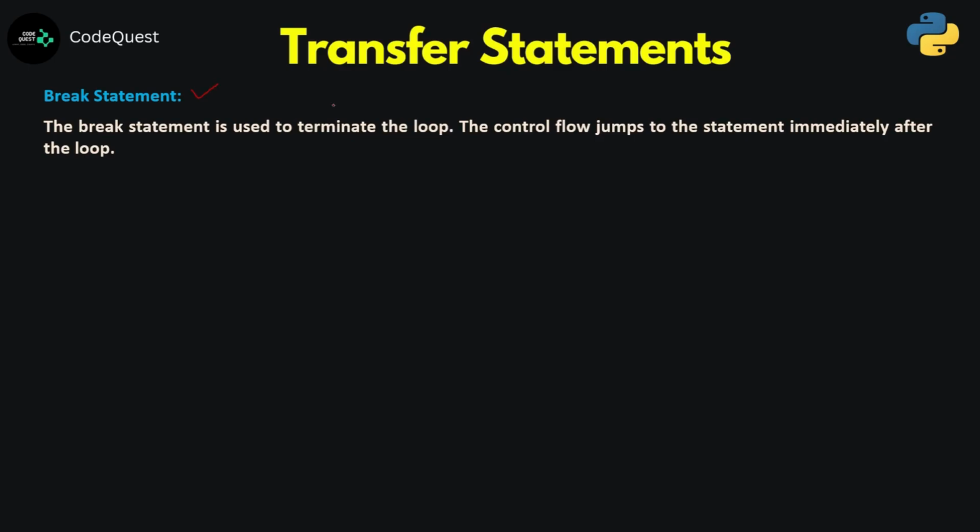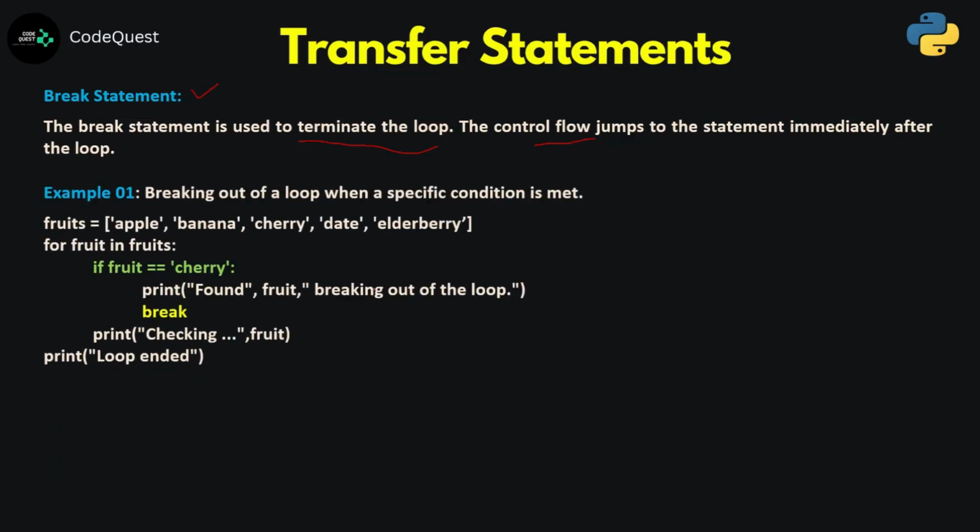We usually require break whenever we want to terminate the loop. The flow of control is going to jump immediately to the statement which is present after the loop whenever I am using the break. Now let's see one example.